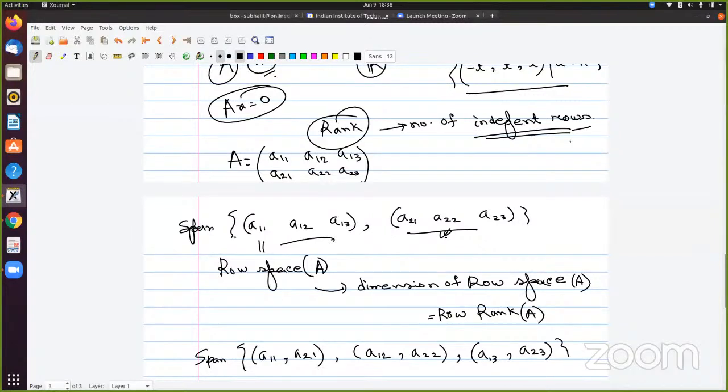Okay. Suppose the second one is dependent on the first one. Okay, the second one is a scalar multiple of the first one. Then what will be the dimension of the spanning set? 1. Can you understand now what I am saying? No, sir, I didn't. So please explain the concept of dimension.